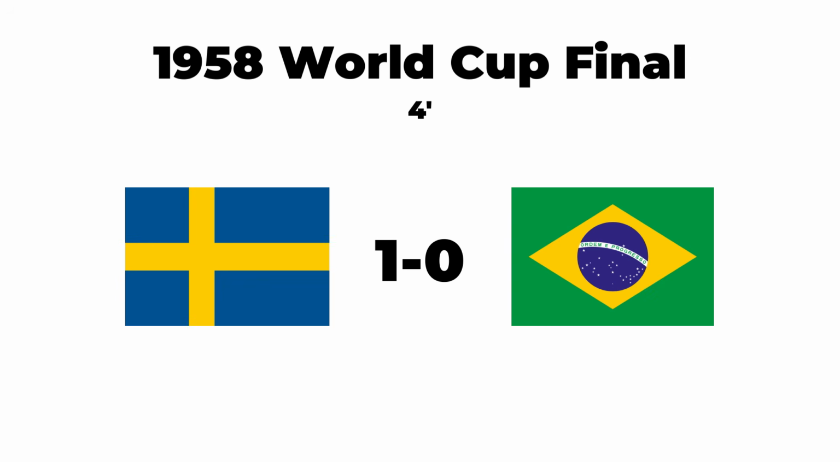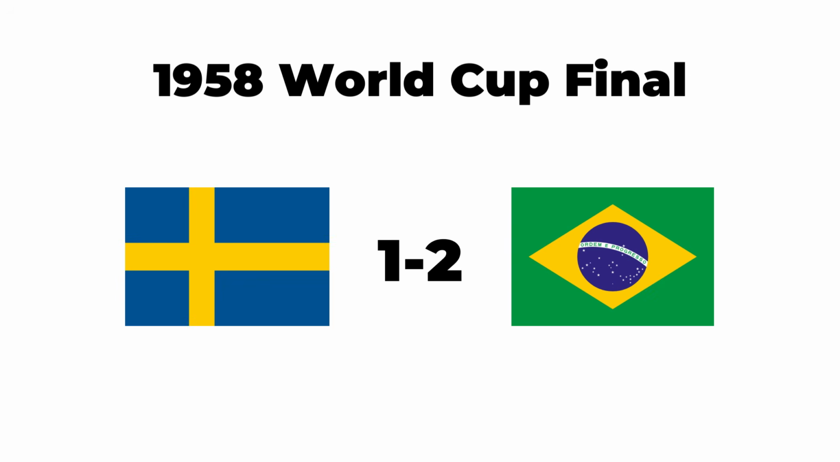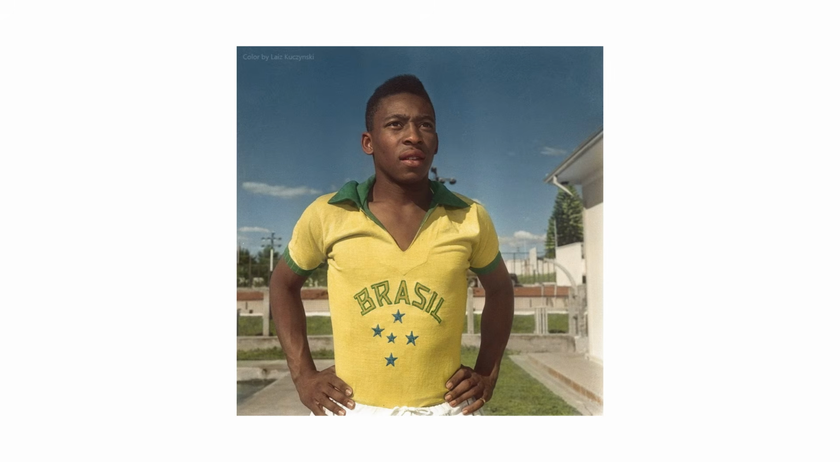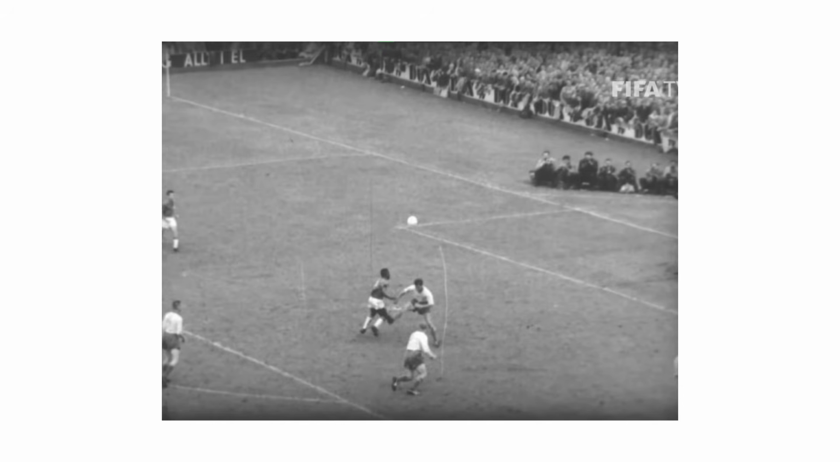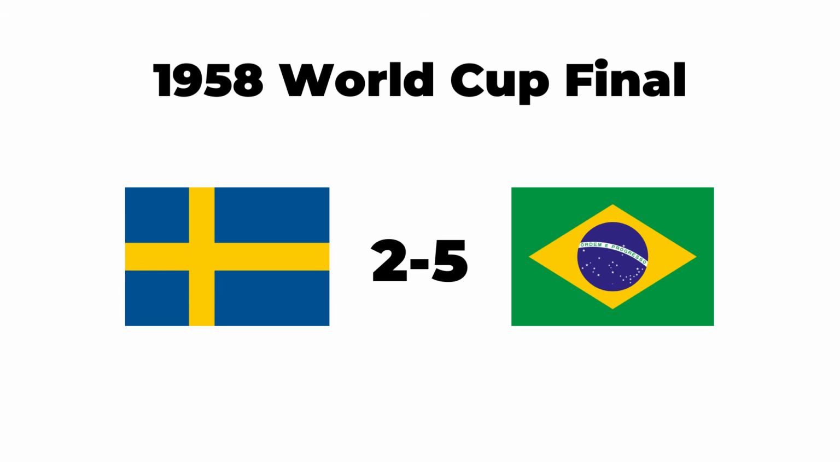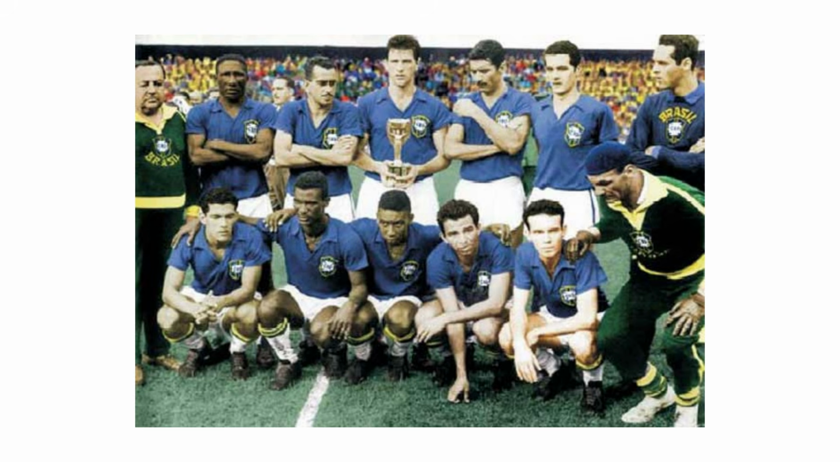Despite that preparation, Brazil still conceded 4 minutes in. However, Brazil's Vava scored 2, Zagallo added 1 more, and there's also this guy called Pele, who scored a brace at just 17 years old, including one of the more spectacular goals in the tournament's history. Sweden only scored 1 more goal, and it means Brazil finally won the World Cup. But will they defend the trophy in 1962?